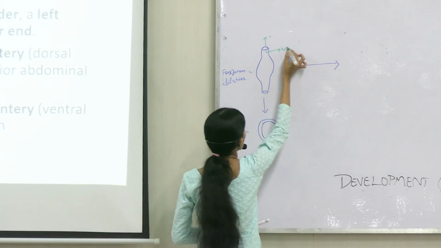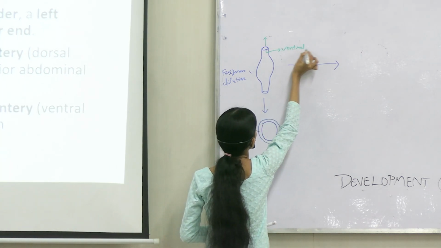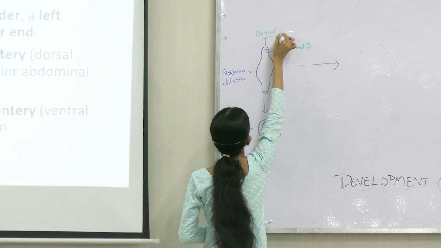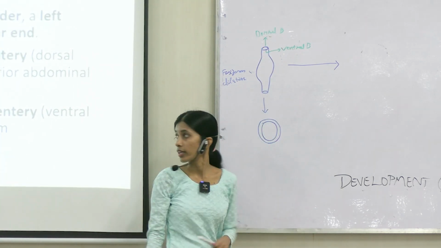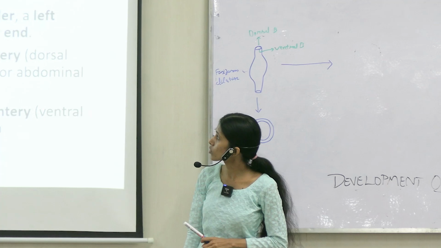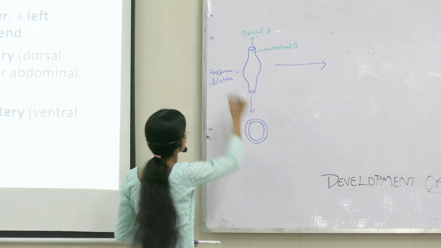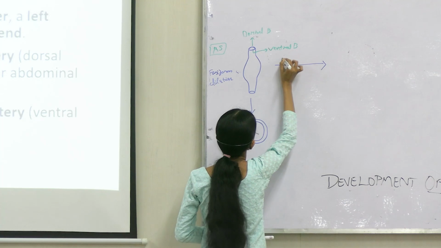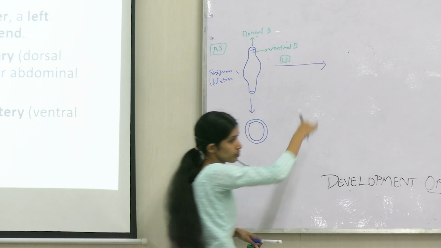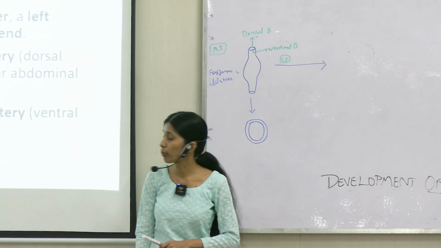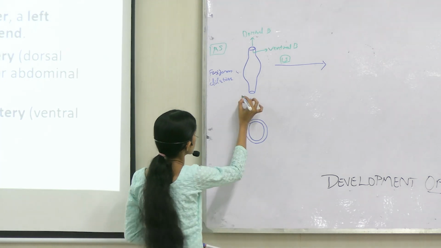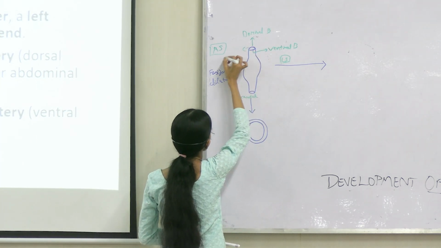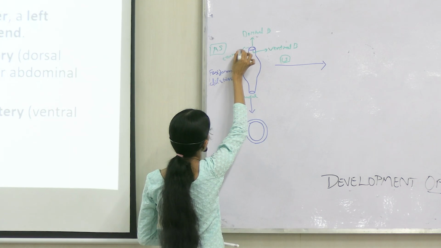This is the ventral border and this is the dorsal border. Okay. Next we have a left surface and right surface. This is the right surface side and this is the left surface side. And another one is the upper end and lower end. This is the caudal end or lower end and this is the cranial or upper end.